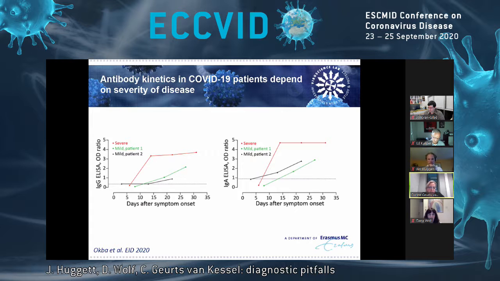And the interesting thing is that these trends are still being seen in the large studies which have been conducted nowadays. So we really see that the severe patients have a fast and robust response, whereas the mild patients need more time to develop the antibodies, and generally the antibody titers will remain lower in the mild patients.